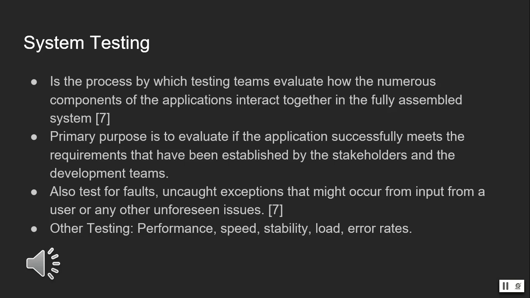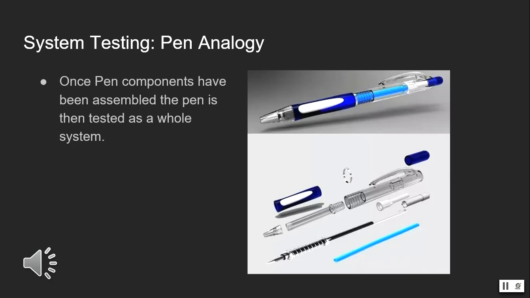System testing also tests for faults, uncaught exceptions that might occur from input from a user or any other unforeseen issues. Other testing that can take place during system testing would be performance tests, speed, stability, load, and other error rates. We can return to the pen analogy for system testing, which would look like the top image.